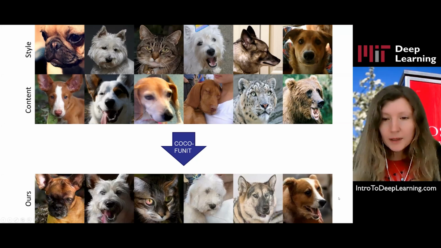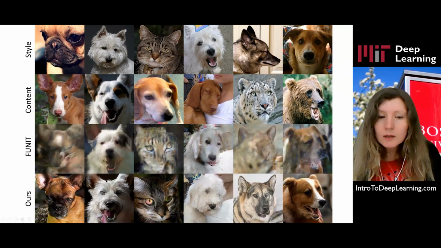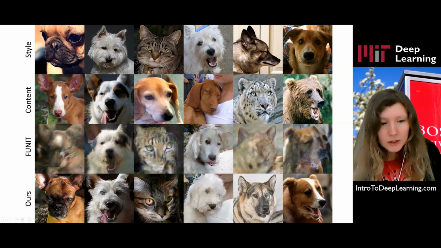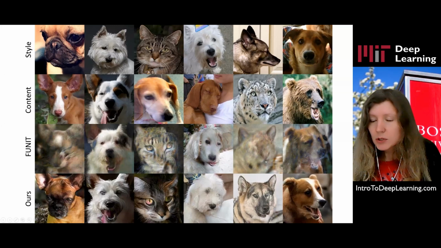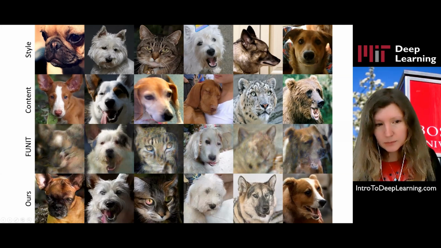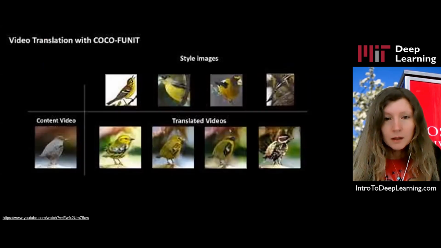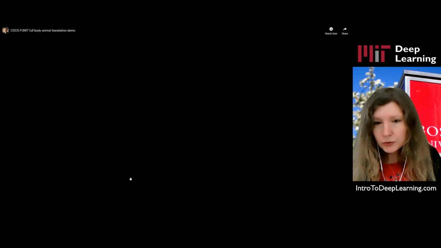So if we compare this to the previous method called FUNIT that I mentioned before, we see that our model is getting significantly better generations than FUNIT, which in this case, a lot of the time fails to produce realistic images. It's just not generating images that are convincing or photorealistic. And so here, I'm going to play a video just to show you a few more results.